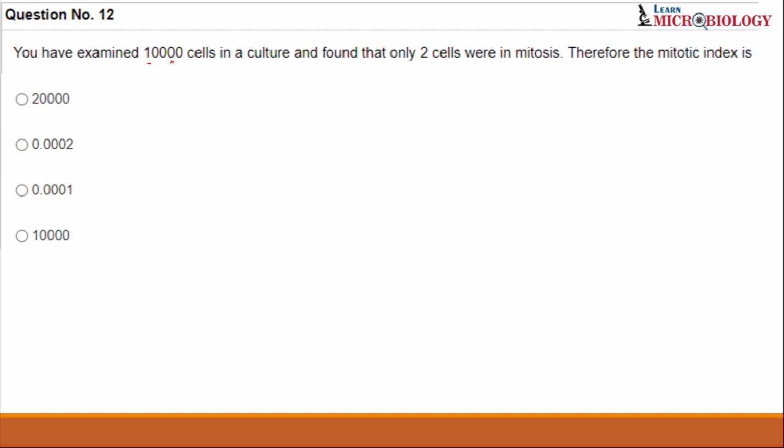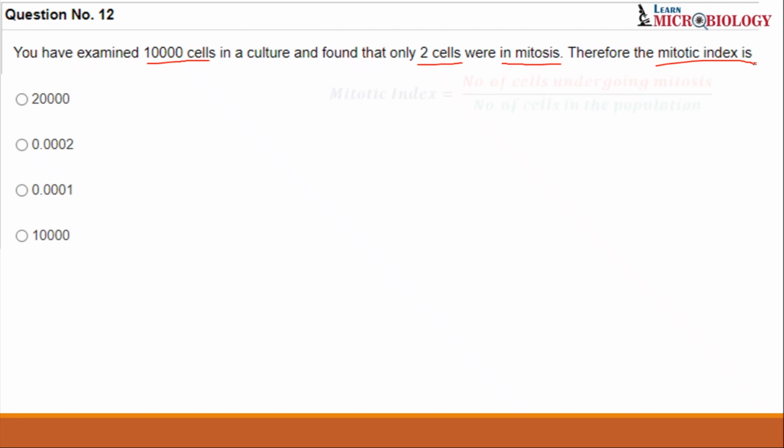You have examined 10,000 cells in a culture and found that only 2 cells were in mitosis. Therefore, the mitotic index is... Okay. You might have done mitosis using onion root tip cells. You might have observed that not all cells were in mitosis, but a few cells were, and they would also have been in different stages. Do you remember the stages of mitosis? They are prophase, metaphase, anaphase and telophase. You guessed it correct. Now what is this mitotic index?